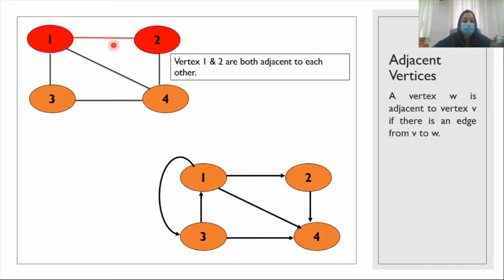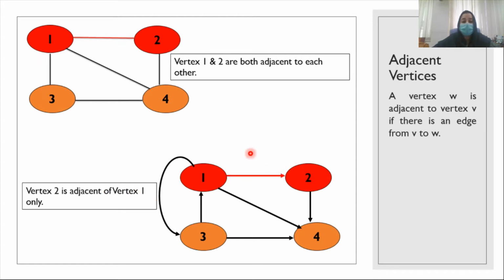But when we come to the directed graph, we also have vertices such as 1 and 2, but there is only one edge whose direction is from 1 towards 2. So we say in this particular graph, only vertex 2 is adjacent to vertex 1 and not vice versa, because there is no edge from 2 towards 1. So in this case vertex 2 is adjacent to vertex 1, and in the undirected case vertex 1 and vertex 2 are both adjacent to each other.